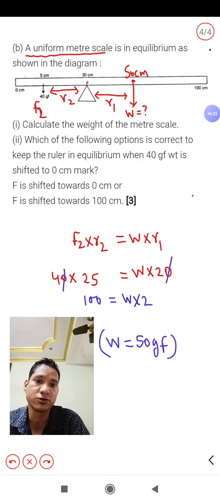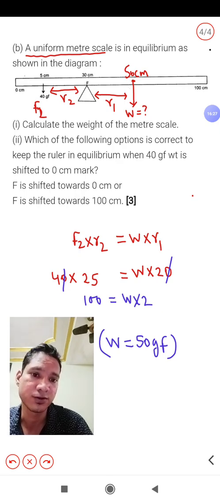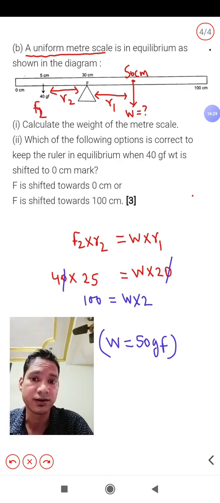So first of all, you need to complete the diagram, and then with the help of the principle of moments, you can calculate the weight of the rod. Further, the second part: which of the following options is correct to keep the rule in equilibrium when the 40 gram force is shifted to the 0 centimeter mark?